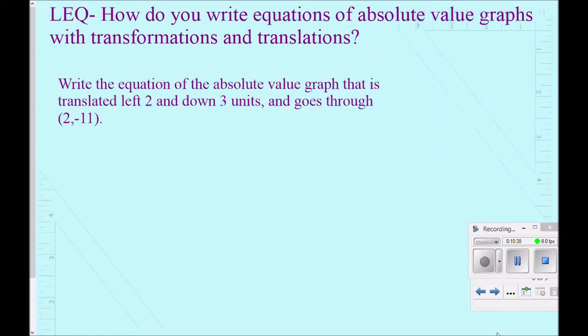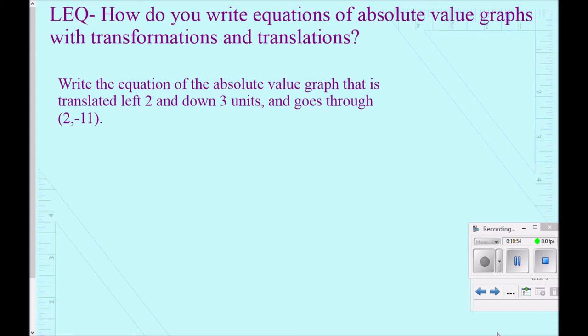Okay, this one. So now I'm given the shifts, but I'm also given another point that the graph goes through. Notice I don't have a graph here to do the problem like we did the last one. In other words, I'm not counting the rise and the run. This is algebra. So, in algebra, we are going to solve things using an algebraic approach mostly.